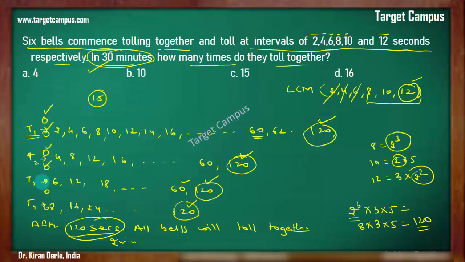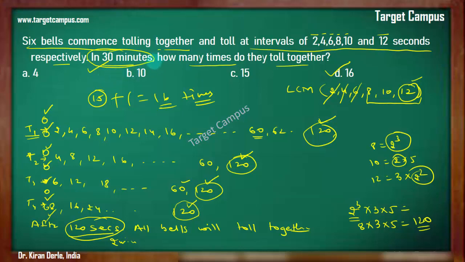So they have started simultaneously at this point, and after 120 seconds they toll again. In 30 minutes we are not considering this start point, but we have to take it into consideration. So in total they are tolling together 16 times. Try to understand this.